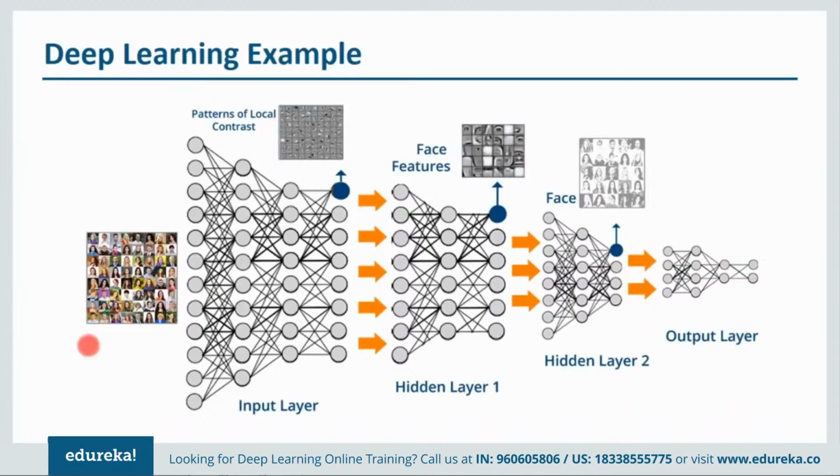So this is just a general overview of how a deep network looks. We have first patterns of local contrast in the first layer. Then we fixate these patterns of local contrast in order to form the face features such as eyes, nose, ears, etc. And then we accumulate these features for the correct face, and then we determine the image. So this is how a deep learning network, or deep network, looks.